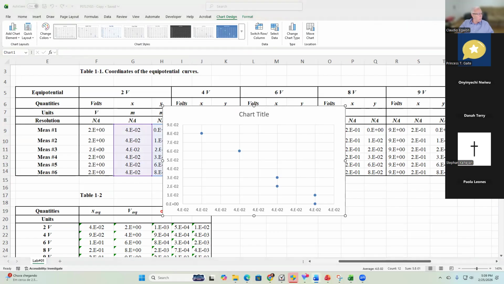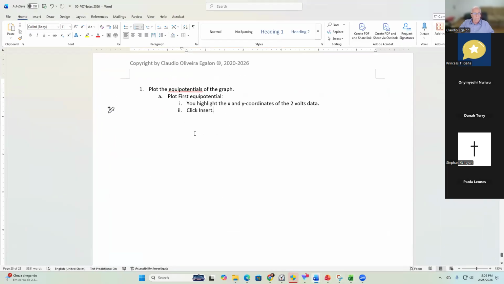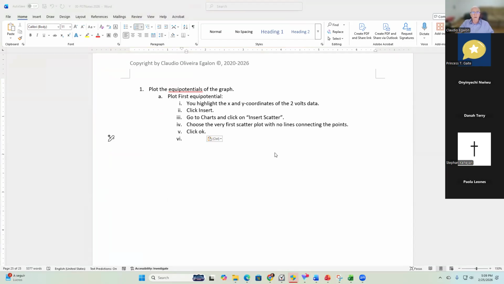And what do you do? Click insert, okay? Click OK. Click insert, go to charts and click insert scatter. Choose the very first scatter plot with no lines connecting the points, click OK. And click OK. You plot your first equipotential. Okay, you plotted your first equipotential.